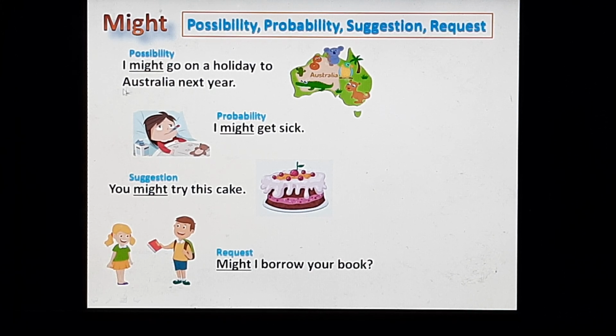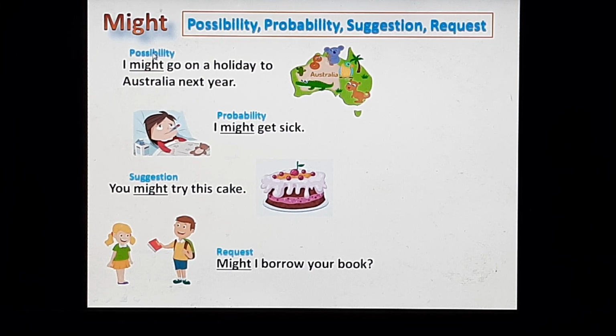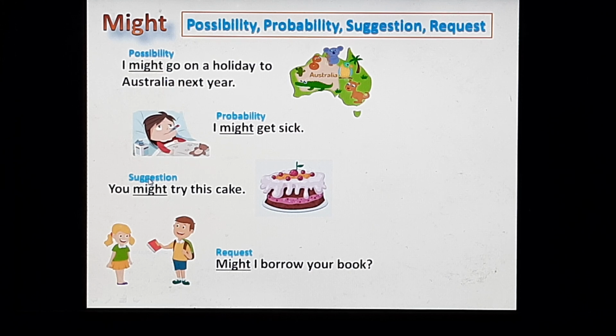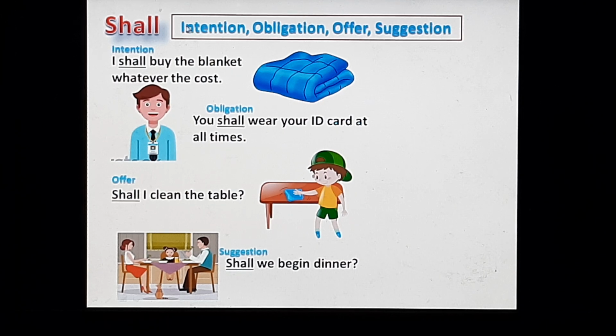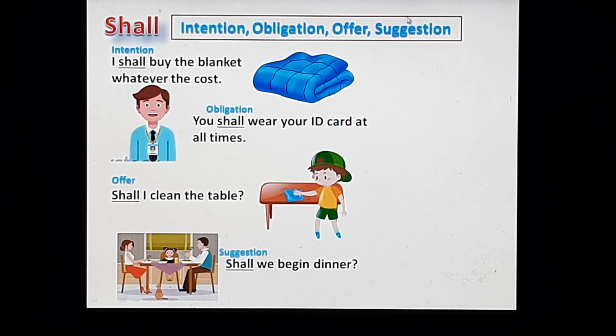Might shows possibility, probability, suggestion, and request. I might go on a holiday to Australia next year. Might shows possibility. I might get sick. Probability. You might try this cake. Might shows suggestion. Might I borrow your book? It's a request here.